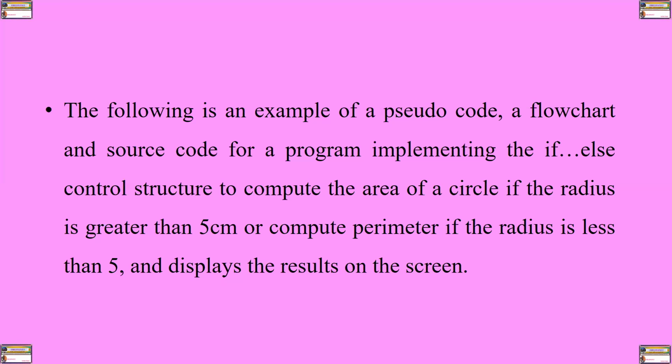So the following is an example of a pseudocode, a flowchart and source code for a program implementing the if-else control structure to compute the area of a circle if the radius is greater than 5, or compute the perimeter if the radius is less than 5, and display the results on the screen.